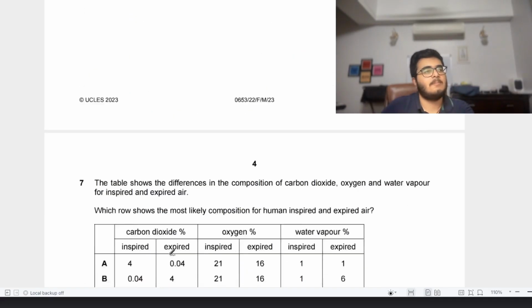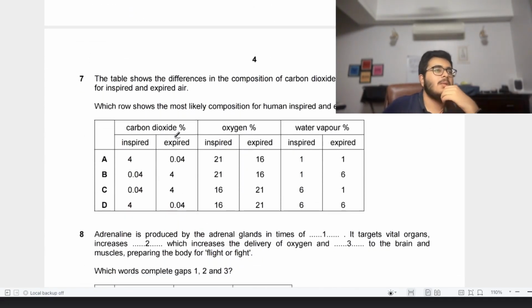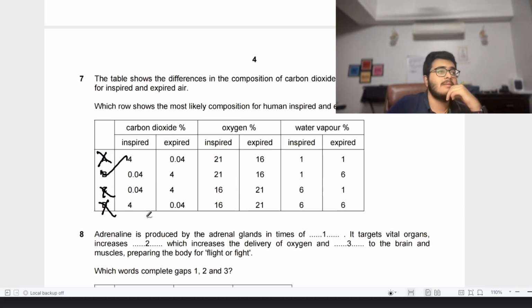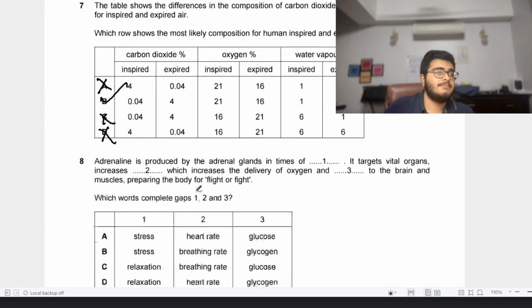Question 6, D. Question number 7 says, we need to mark the correct amount of carbon dioxide, oxygen and water vapor that we inspire and expire. See, carbon dioxide when we inspire has to be the lowest amount and expired has to be the highest. This is what common sense says. So we cannot trust option A and option D. Then oxygen needs to be the highest in inspired air and lowest in expired air, so option C can also not be the answer. So the correct answer for question 7 is B.